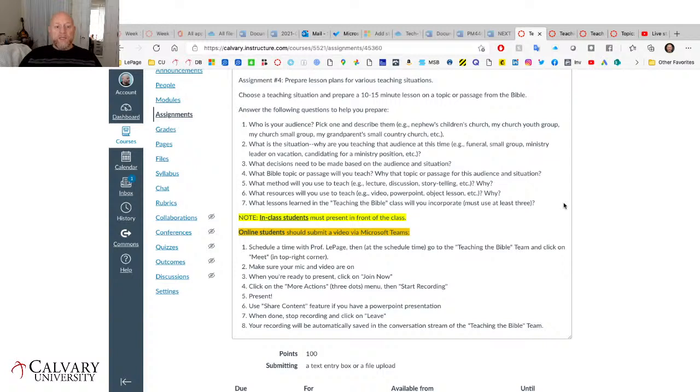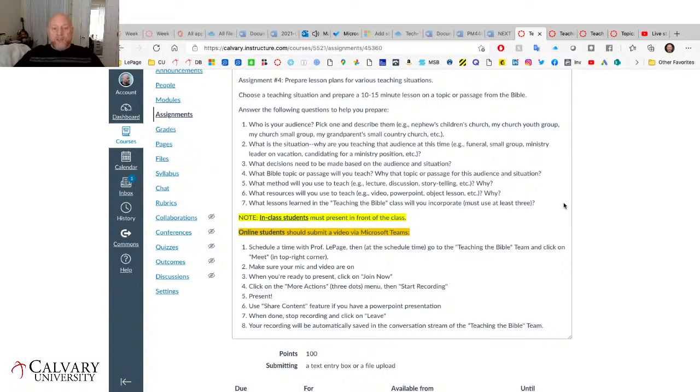Okay, number three, what decisions need to be made based on the audience and situation? As you describe this audience, number three here is to tell me why that matters. What decisions have to be made? Are you going to use PowerPoint? If not, why? Are you going to give handouts? If not, why? Are you going to sit in a circle, or will your audience be sitting in pews or rows of chairs? How will that affect the situation?